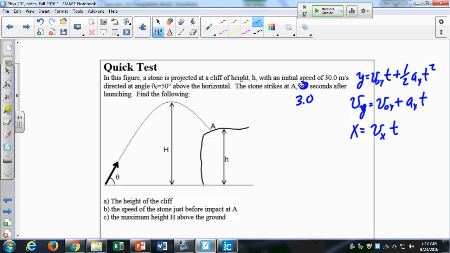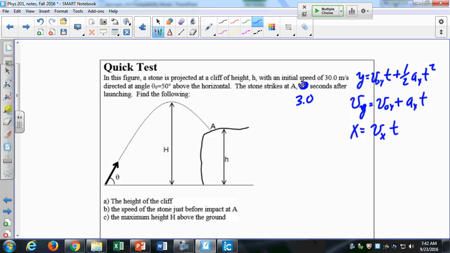What is the height of the cliff? What's the variable that we're looking for? We're looking for y, right? And so I have this expression for y. It's the only one with y in it. Can I use it? Do I know everything here?